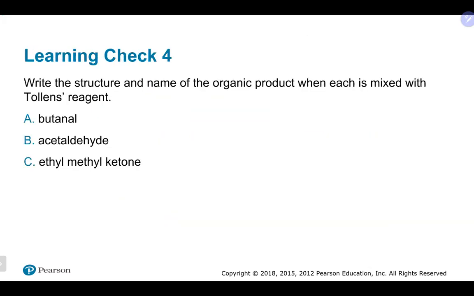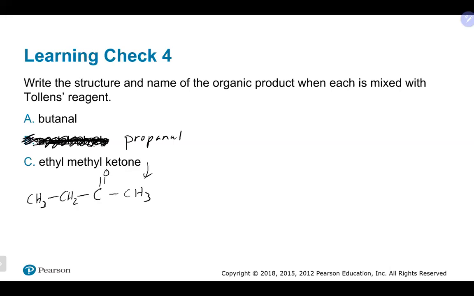All right. Write the structure and name the product that you would get if you mix the Tollens reagent with each of these guys. Well, that's the common name, so we'll do a different one altogether. Let's do butanal. Let's do propanal. And ethyl methyl ketone is the common name, so we'll do our official name there.